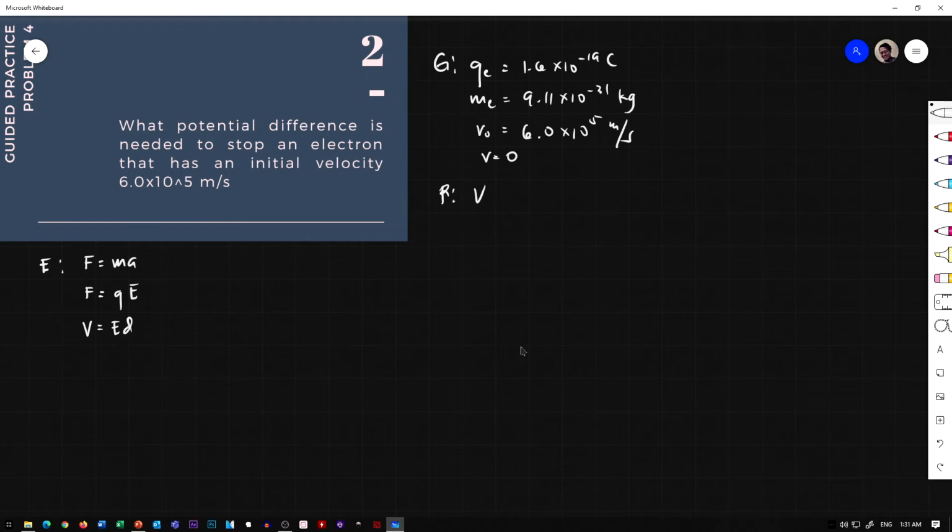Okay, so we can equate these two. Okay, so we have MA equal to QE. Then since A can be rewritten in the form of a kinematic equation, right? So what equation can we use that won't be needing time? So that would be the fourth kinematic equation, right?